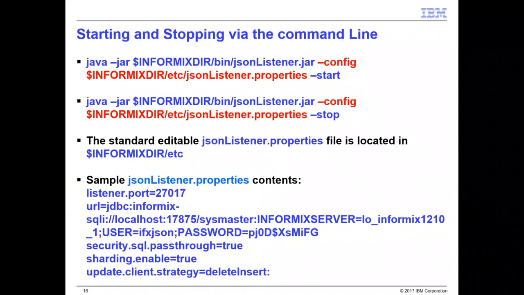The editable properties file is located in $INFORMIXDIR/etc. I highly recommend that you edit a copy of it and leave the original as is, similar to our long-standing practice with the onconfig.std file. These are some of the configuration parameters, which is a better statement than environment variables, for the JSON listener properties. You can put other things in here too, but these are just some of them.